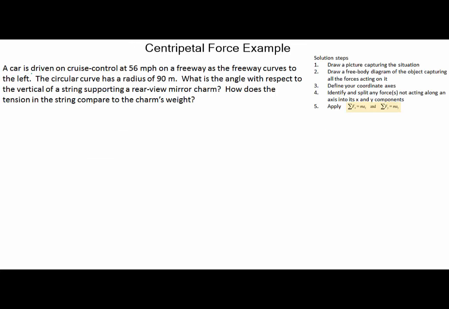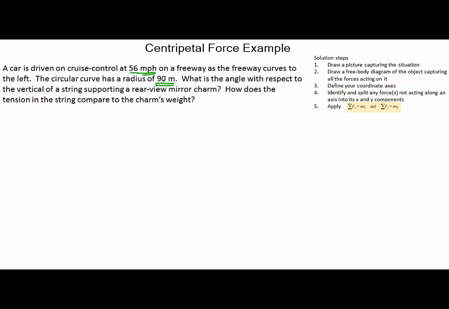So our question says that a car is driven on cruise control at 56 miles per hour. As I read this, I'm noting that the speed's not given in SI units, so it might require a conversion. It's being driven on a freeway as the freeway curves to the left. The circular curve has a radius of 90 meters, so that's in SI units. What is the angle with respect to the vertical of a string supporting a rear view mirror charm? And how does the tension in the string compare to the charm's weight?